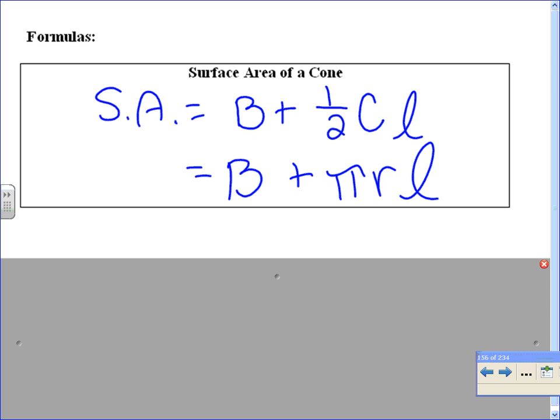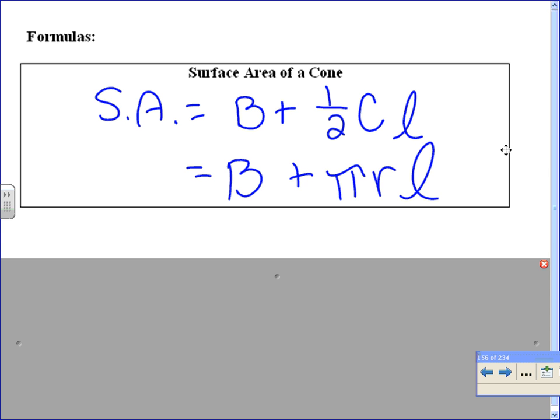And if you want, you don't have to write this one, but the shorter version of the formula is B plus pi RL. Where did this come from? Where did the pi R come from? What is the circumference formula? 2 pi r. So what happened to the 2 and the 1/2?